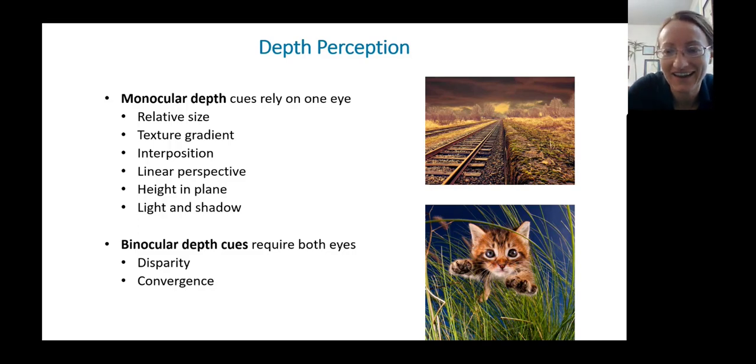Hello, everyone, and welcome back to class. This is our last lecture on Chapter 4. Let's pick up where we left off last class with depth perception.